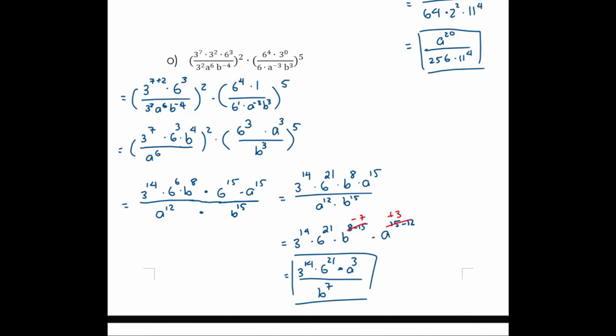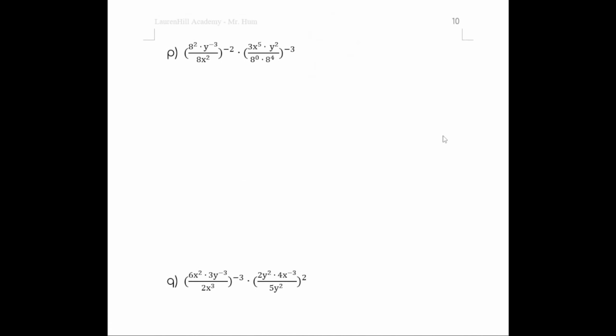Okay. All right, so question P. What do we have? We've got 8 to the power of 2. At the bottom, we have 8 to the power of 1, right? So 8 squared divided by 8 to the power of 1. We just subtract the exponents, right? Same base here. Okay, we have y to the minus 3 and x to the power of 2. And that's all raised to the power of negative 2.